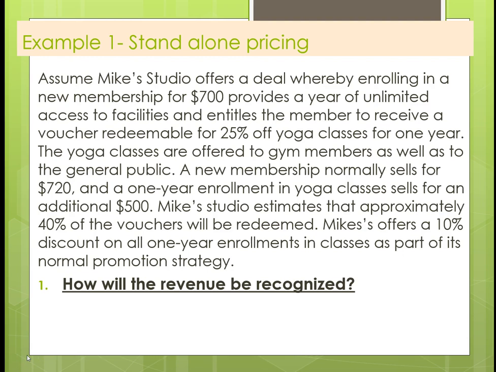The yoga classes are offered to the gym members as well as to the general public. A new membership normally sells for $720, and a 1-year enrollment in yoga classes sells for an additional $500. Mike Studio estimates that approximately 40% of the vouchers will be redeemed. In addition, Mike offers a 10% discount on all 1-year enrollments in classes as part of a normal promotional strategy. How will the revenue be recognized?